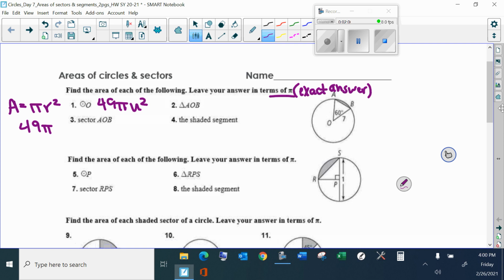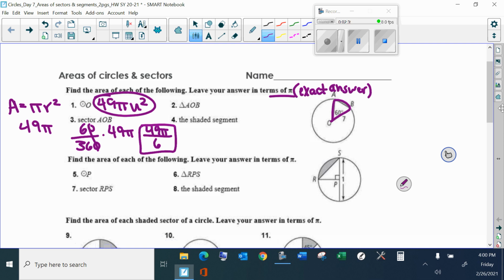Square units. Now the sector, again, is a fraction of the whole area, 60 degrees. Well, 60 degrees out of how many degrees in a whole circle? 360 of the area. We just found the area, 49 pi. So we only want 1/6 of it, because that reduces down to 1/6. So that gives me 49 pi over 6, or 1/6 of the entire thing. So that's the area of the sector.